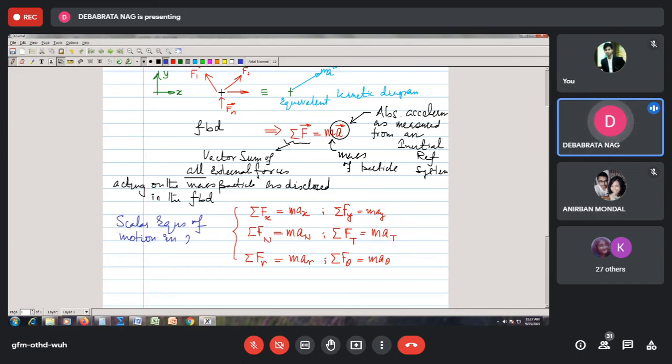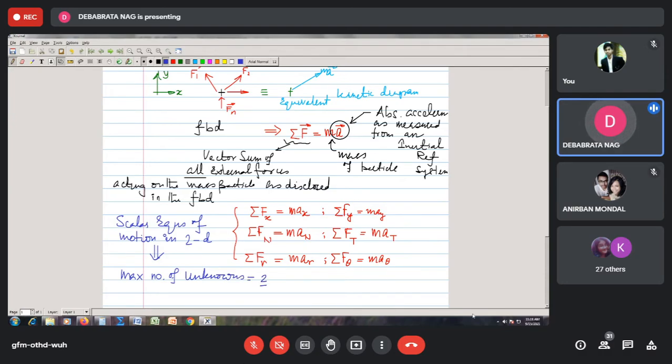Scalar equations of motion in 2D. So in 2 dimensions, I have this scalar equation. If you take any one row, what do you find? You have only 2 scalar equations at your disposal. So it means in case of particle kinetics, the maximum number of unknowns you can solve is limited to how many? Maximum number of unknowns is 2.